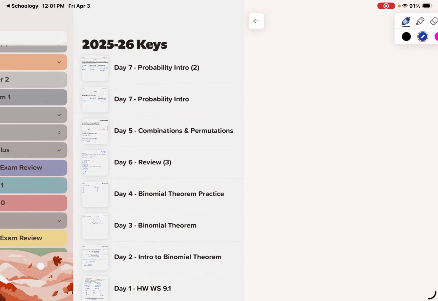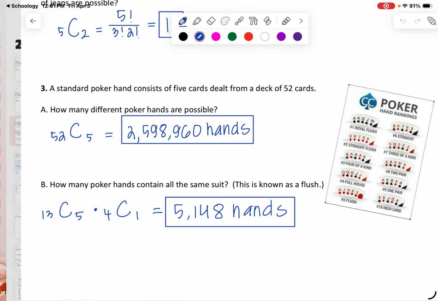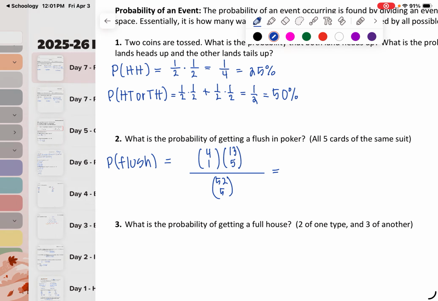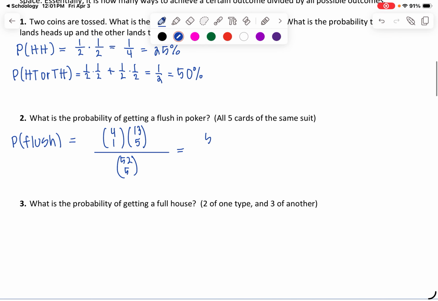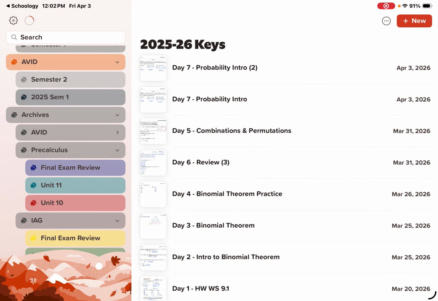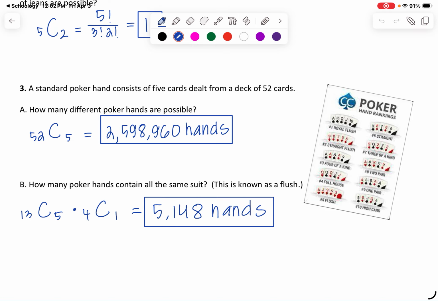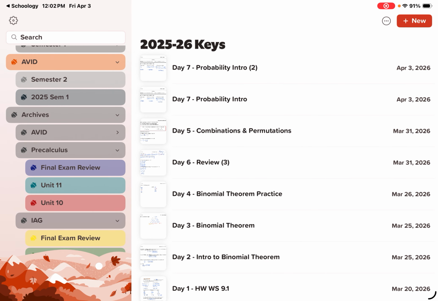You could put it in your calculator again. So my numerator is 5,148, which I could get by putting it in my calculator. You should do it. And then my denominator is 2,598,960. I don't want to type it wrong, with all this back and forth.